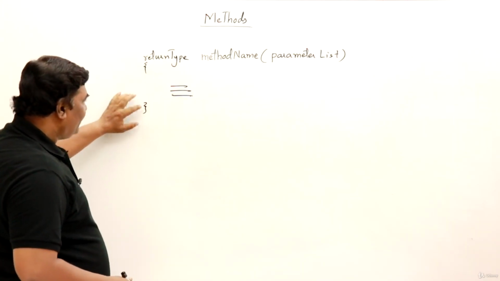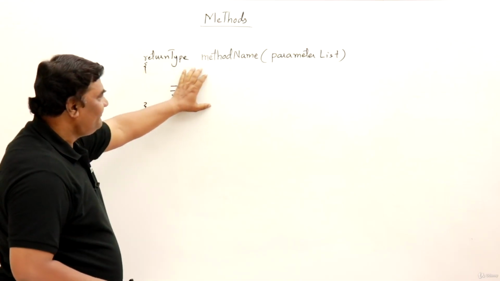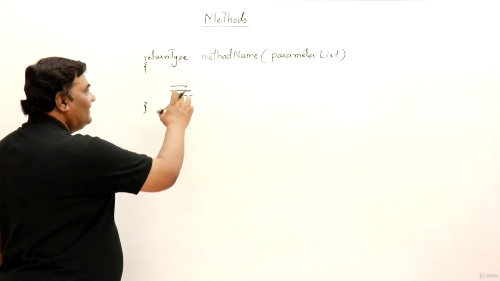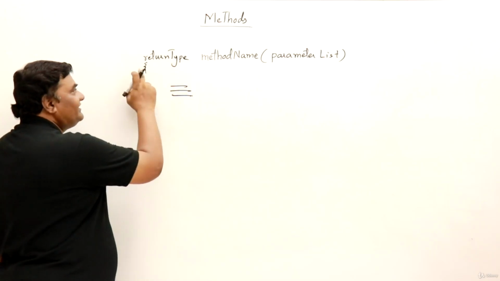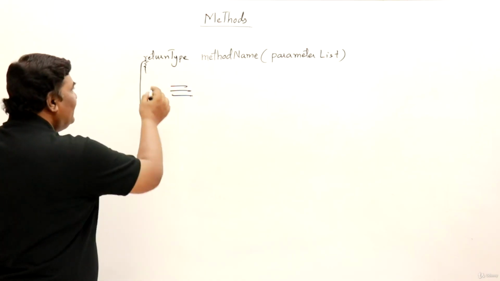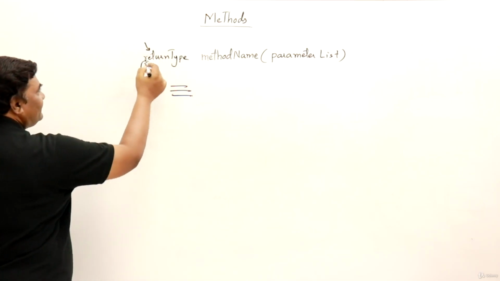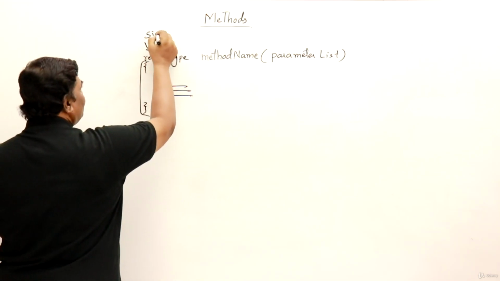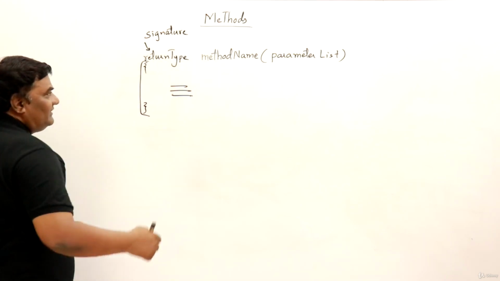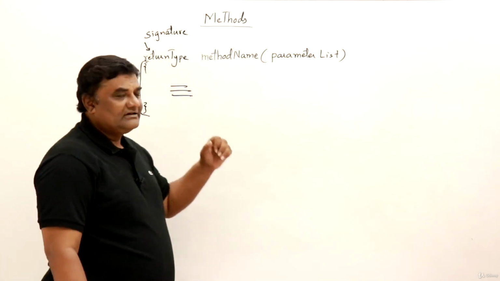And these are the flower brackets that show the body of the method. So all the things that you want to do inside the method, you can write them here. So this is the implementation, or body, of a method. Then this first line is called the signature of a method, or we can also call it the header of a method.